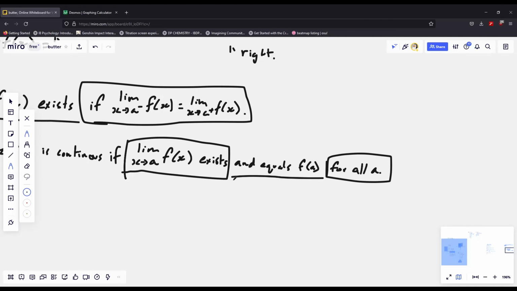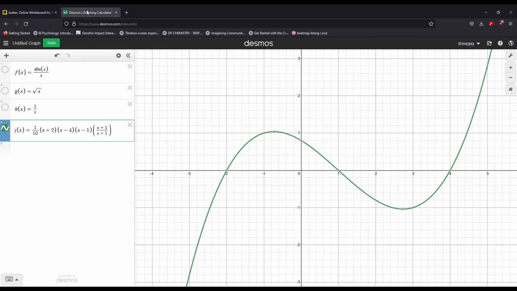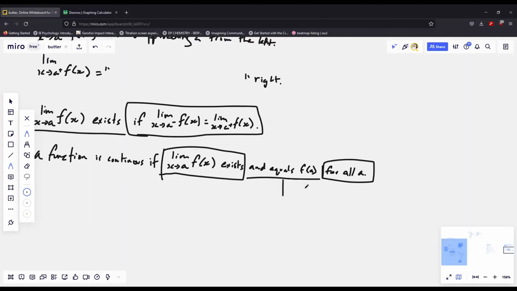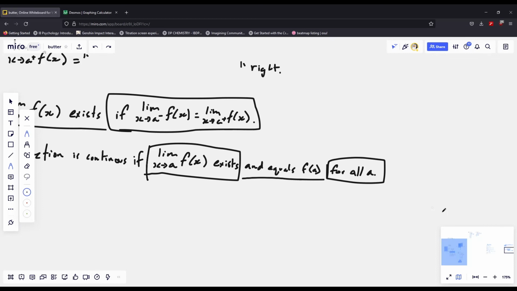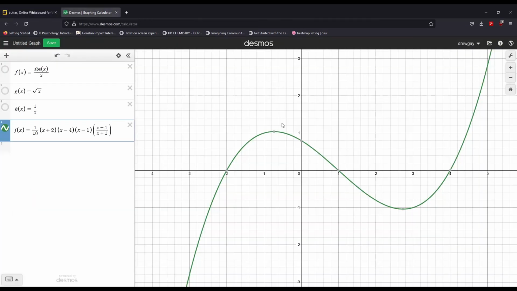But remember, there's the second part, and equals f of a. What's f of -1 here? f of exactly -1 is undefined in this case. We can have x approaches -1, but not exactly x equals -1. And for that reason, this little clause over here in our definition is not satisfied. And so we say that the function is not continuous. Even though the limit exists, the point doesn't exist, and so it is not continuous.